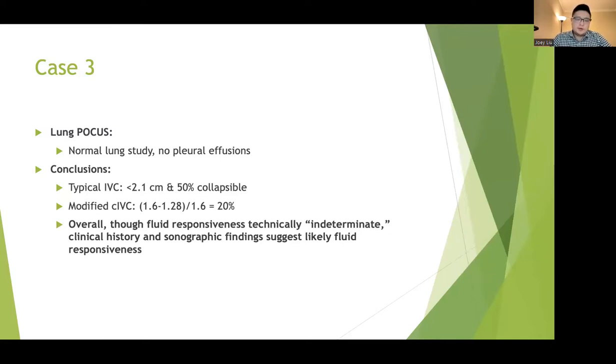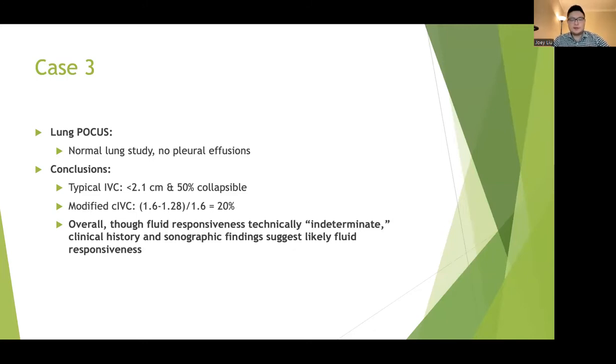We said that, okay, in this instance, from the modified collapsibility, it seems like the fluid responsiveness was technically indeterminate. The clinical history here, in which the patient had presented with maybe a bit of hypovolemia and hypotension, in addition to incorporating the findings from the lung POCUS, which was completely normal without effusions, we felt that overall the patient would still be fluid responsive in this case.